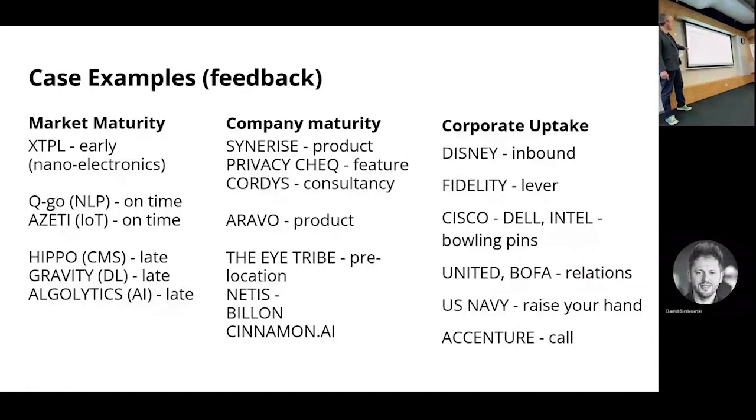So these examples that we'll talk about. Market maturity wise, XTPL in Wrocław, they're a nanoelectronics company. They went in when the market was immature. It was early. Hugo in natural language and Adyen IoT, they hit the market right on time. Hippo, Gravity, Algolytics, they all went late. And each of those has challenges, strengths, and weaknesses. The bottom line is that when you go on time, things click.